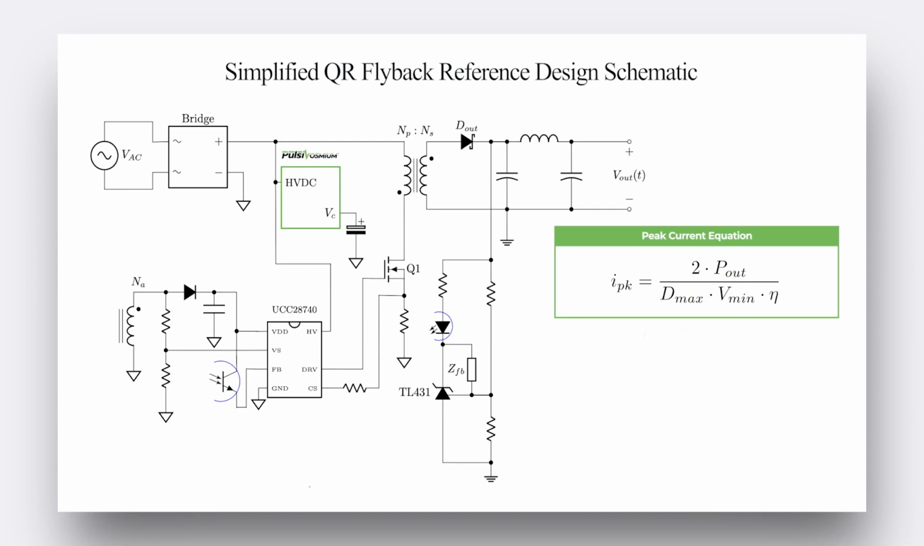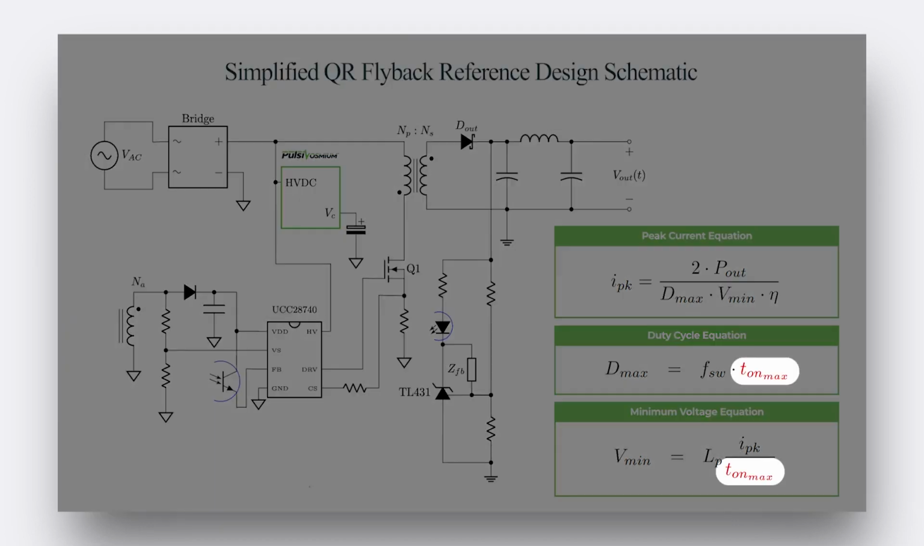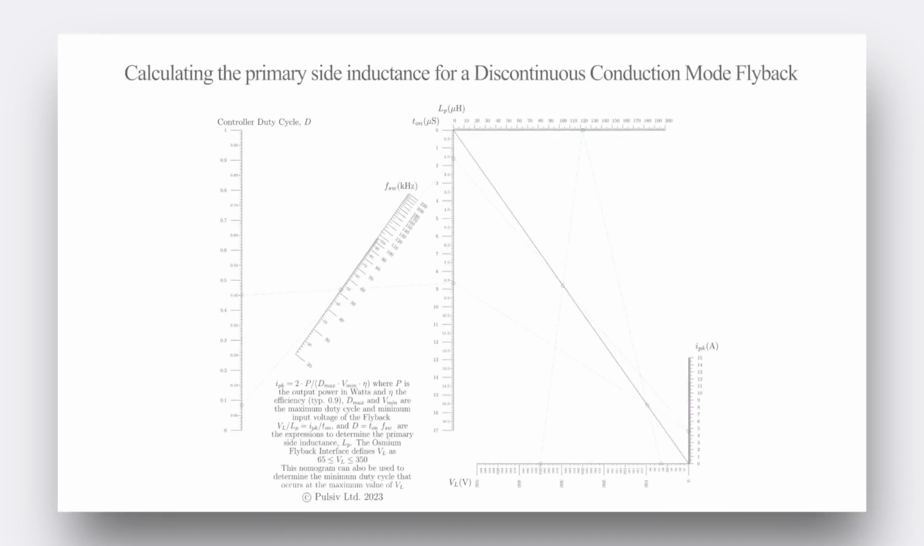The minimum voltage across the primary side inductance of the flyback is linked to the inductance, switching frequency, and maximum duty cycle by using these equations. The maximum on time of the primary side switch is identified by Ton max. This nomogram shows the relationship between these parameters.